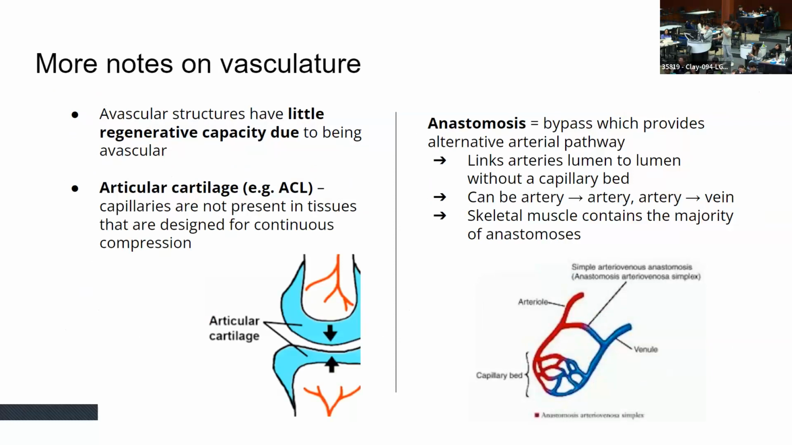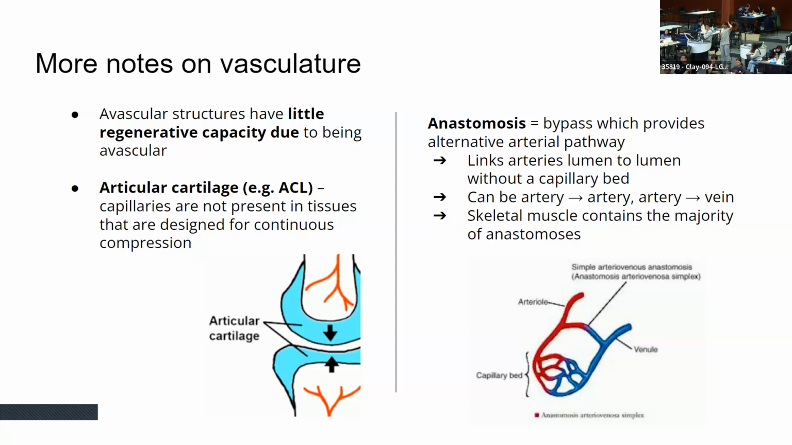So the final parts that I'm going to touch on today is that avascular structures have little regenerative capacity due to being avascular. And the articular cartilage, such as the ACL, the capillaries are not present in these tissues that are designed for continuous compression. If you think about it, there'd be no point of a blood supply there if you're constantly standing, cutting off the blood supply.